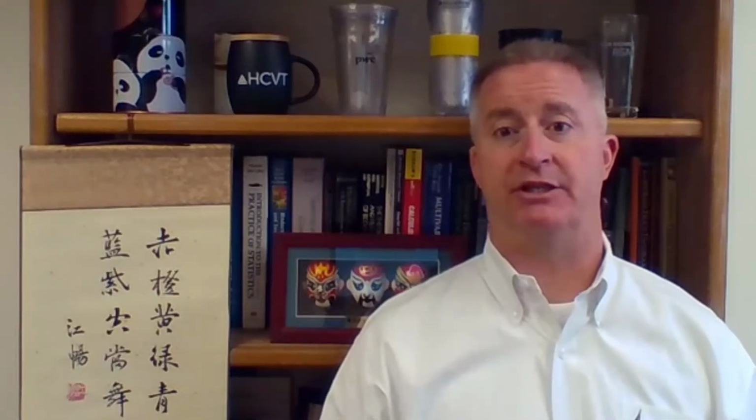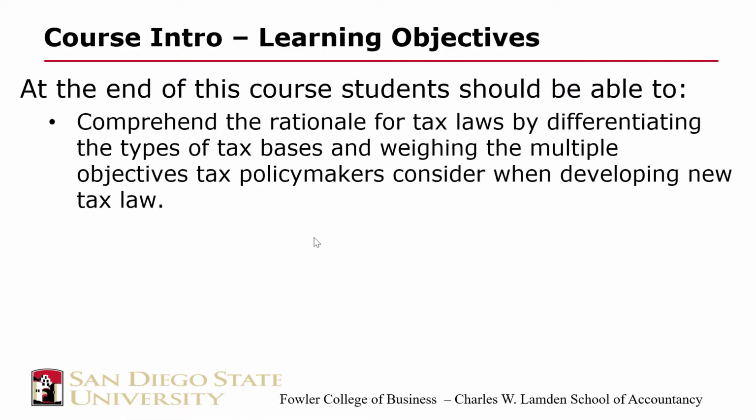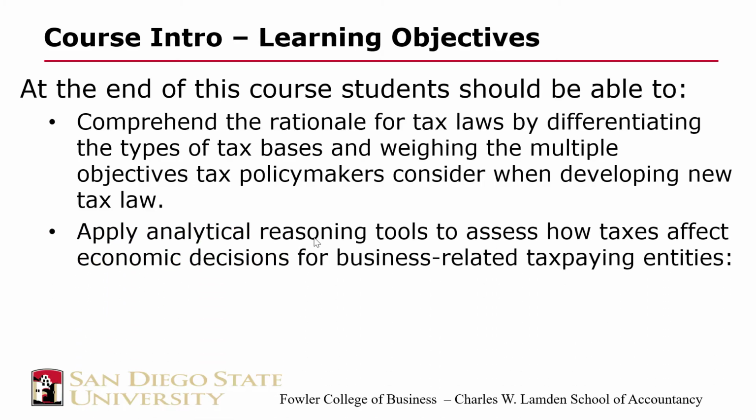Okay, how do we translate what we hope to accomplish in this course into a simple, easy-to-read list? Why, it's the course learning objectives. Go ahead and take a look at your syllabus and you'll see what we hope to accomplish with this course. At the end of this course, you should be able to comprehend the rationale for tax laws by differentiating the types of tax bases and weighing the multiple objectives tax policymakers consider when they're developing new tax law.